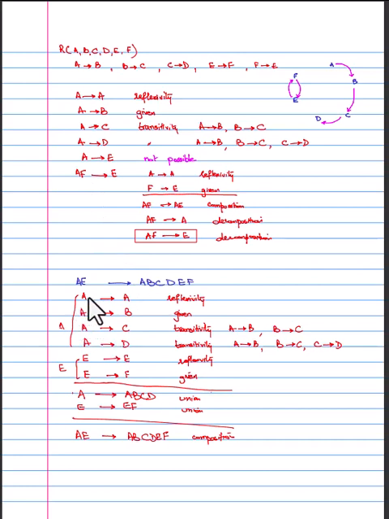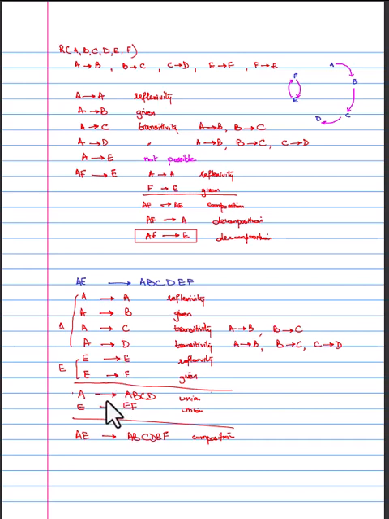So let's see. A identifies A, A identifies B, A identifies C, A identifies D, E identifies E, and E identifies F. This is the reflexivity property. E identifies E, and E identifies F is given.